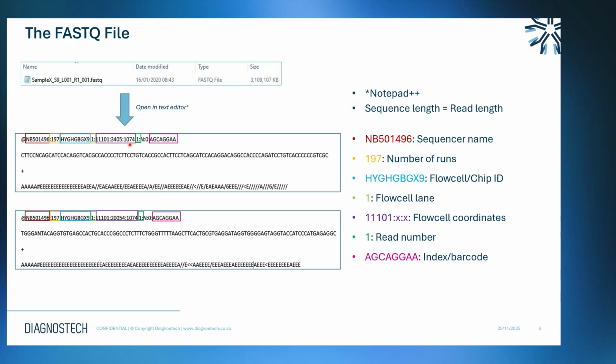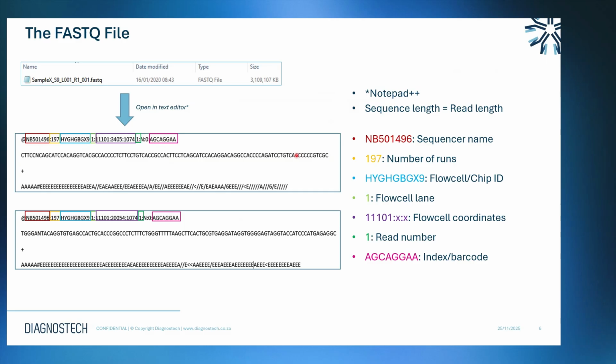And for us to call those bases, we actually need to know where it exists on the flow cell. And then we have the number of the read, and then finally the index or barcode. And now you can see in this case, since it's the same FASTQ file coming from the same sample, they contain the same index. So the indexing is really important in NGS because that allows us to tie specific reads to a specific sample.